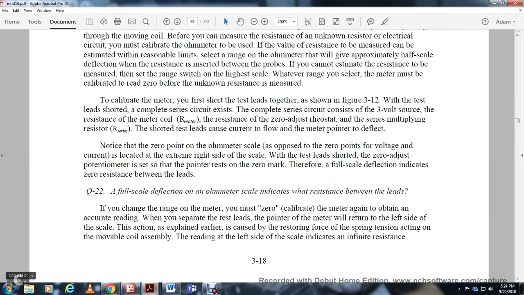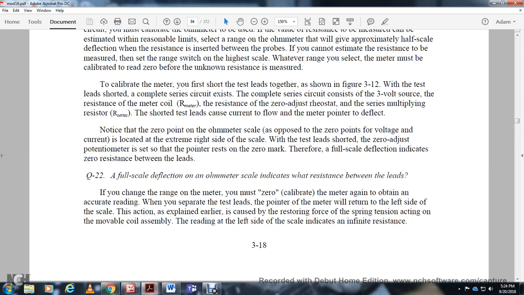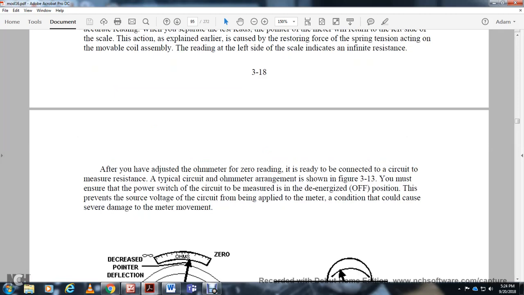If you change the range of the meter, you must zero-calibrate the meter again to obtain an accurate reading. With the test leads separated, the meter pointer rests at the left side of the scale, as explained earlier, due to the restoring force of the spring tension acting upon the moving coil. The reading on the left side of the scale indicates infinite resistance.